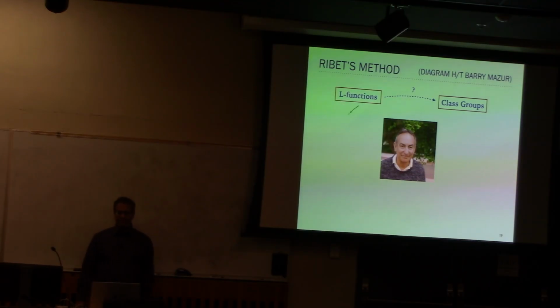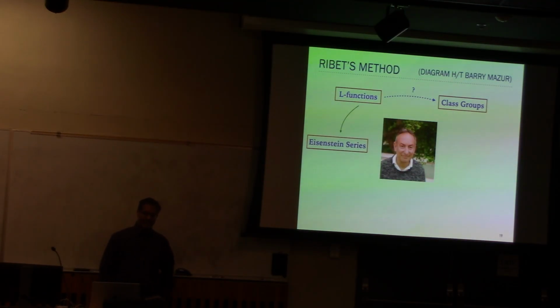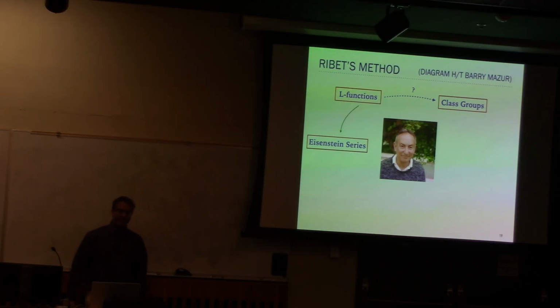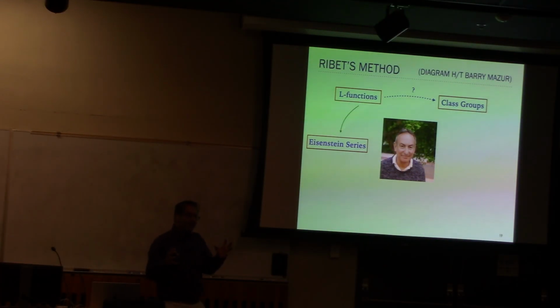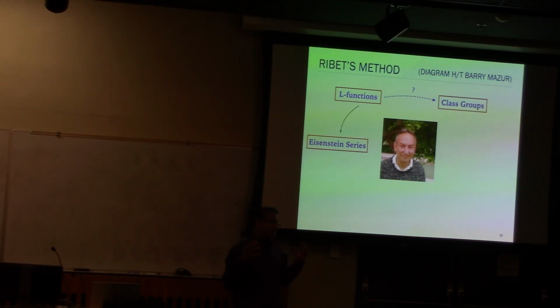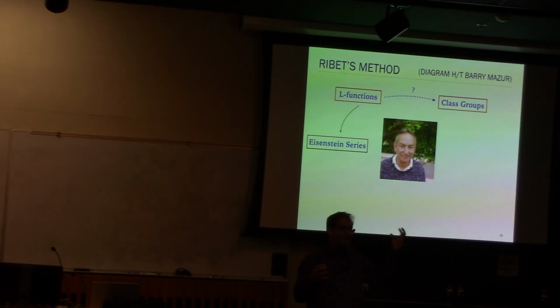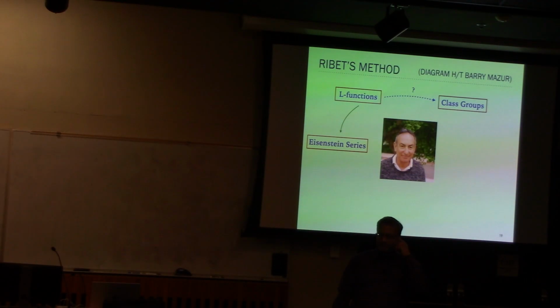So how do you link L-functions and class groups? This is a method that goes back to Ribet, and I'm not going to have time to give you, obviously, all the details of our proof. But let me just give you the web of deep structures of number theory that are used to connect something like L-functions and class groups.